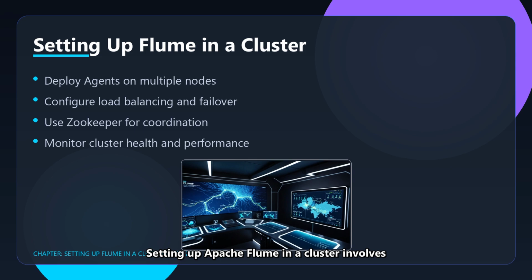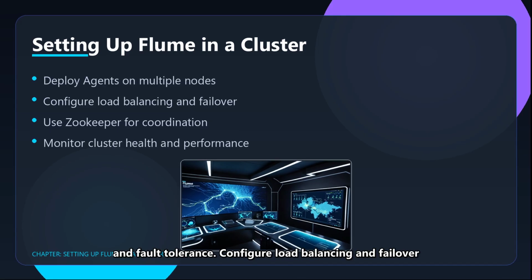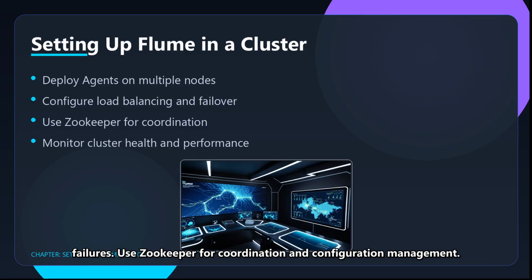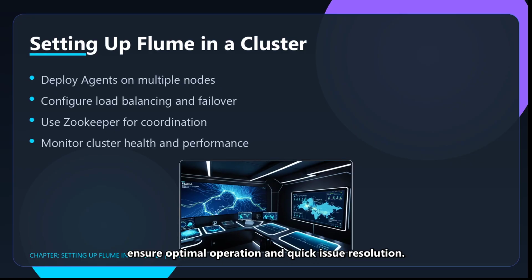Setting up Apache Flume in a cluster involves deploying agents on multiple nodes to ensure scalability and fault tolerance. Configure load balancing and failover mechanisms to distribute the workload and handle node failures. Use Zookeeper for coordination and configuration management. Finally, monitor the cluster's health and performance to ensure optimal operation and quick issue resolution.